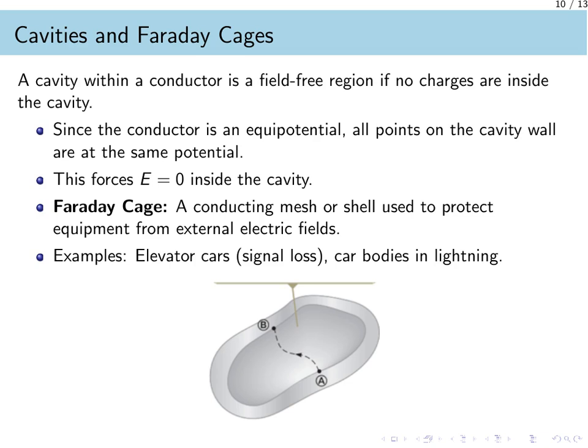This physical principle is the basis of a Faraday cage, which is a conducting shell or mesh designed to shield its interior from any external electric fields. Common real-world examples include elevator cars, which often cause mobile signal loss by blocking electromagnetic fields, and automobile bodies that protect passengers from external electrical discharges like lightning strikes.